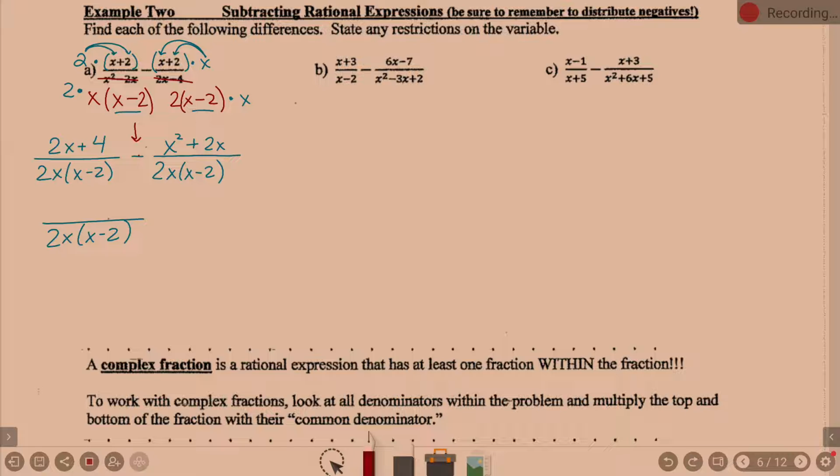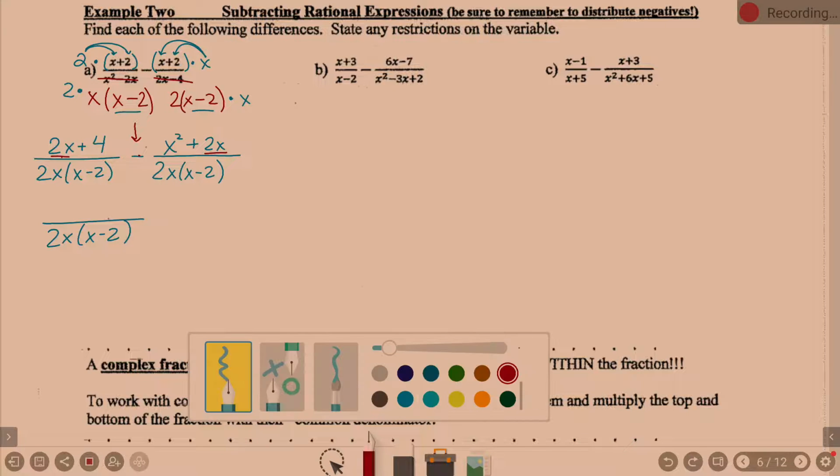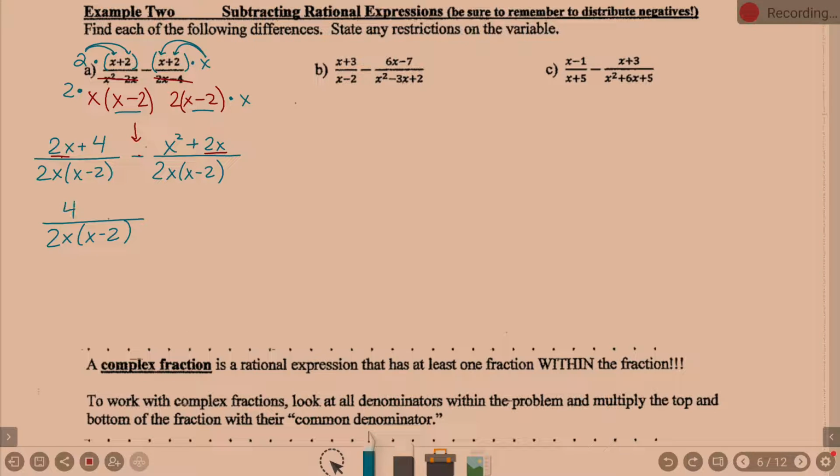So what do you guys see? 2x does what? Subtracts with the other like term of 2x. What is 2x minus 2x? 0. Gone, right? Don't need to write it down. Okay, what about 4? What's 4 subtract with? 4 minus nothing is 4. Okay. 2x canceled. I took care of the 4.